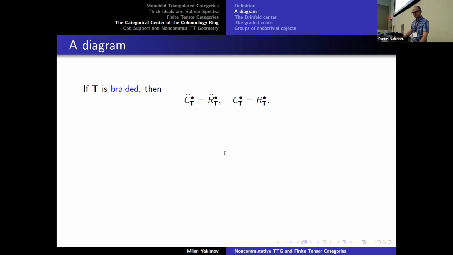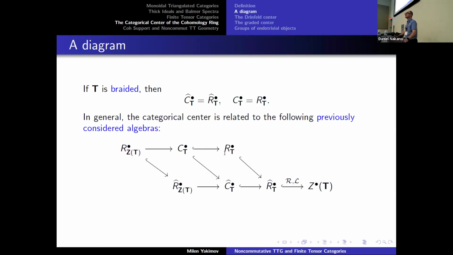Now next comes a diagram that I want to tell you that this kind of center is related to two other kinds of centers. If you're in the world of tensor categories, the abelian world of tensor categories, one thing that you do all the time is the Drinfeld center. So I'll tell you that this is related to the Drinfeld center. On the other hand, if you're doing triangulated categories, then you're doing something that's called the graded center. So I'll tell you that it's also related to the graded center. Somehow this center sits between the Drinfeld center and the graded center.